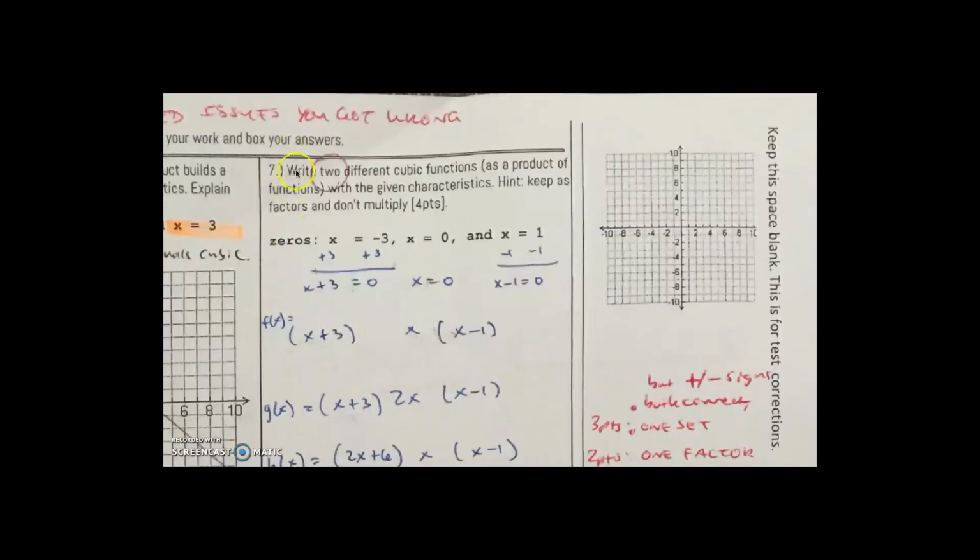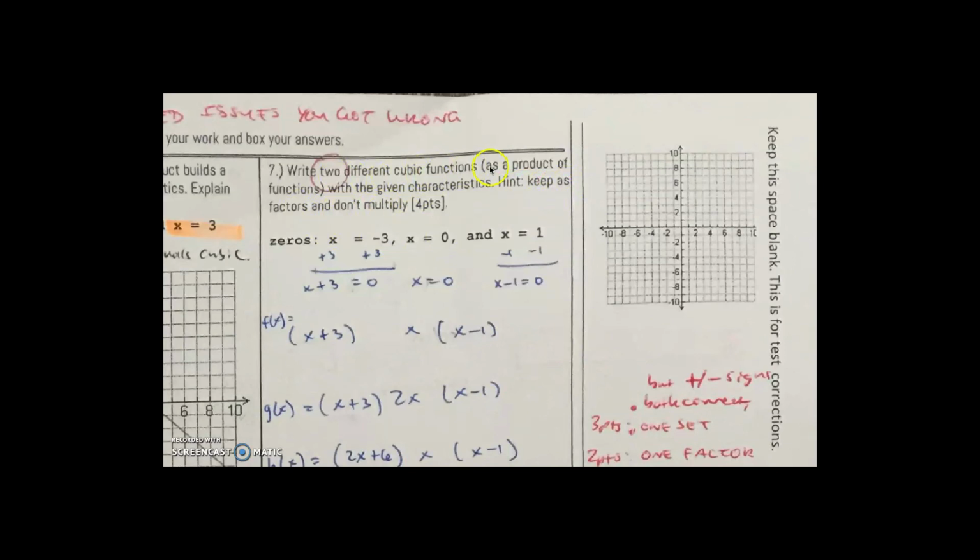All right, question number 7 says write 2 different cubic functions as a product of functions with the given characteristics. Hint. So I added this. This came from your worksheet. A lot of these problems did come from your worksheets or what we did in class. Hint, keep as factors and don't multiply.